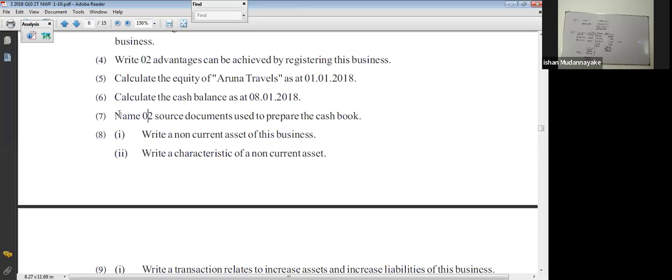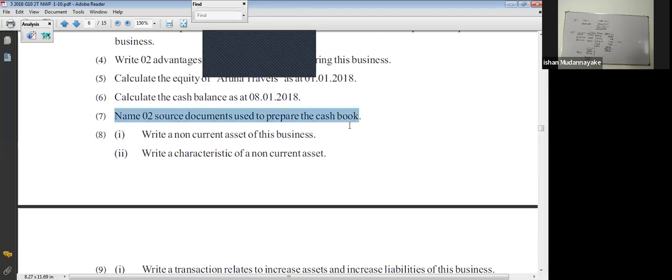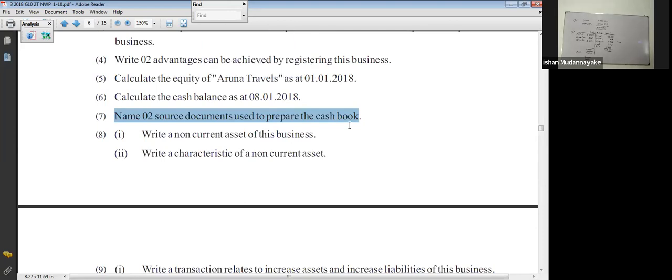Look at the seventh one. Name two source documents used to prepare the cash book. Receipt and payment voucher. When you collect cash, you need to issue a receipt, as well as when you pay cash, you need to prepare a payment voucher. Done.